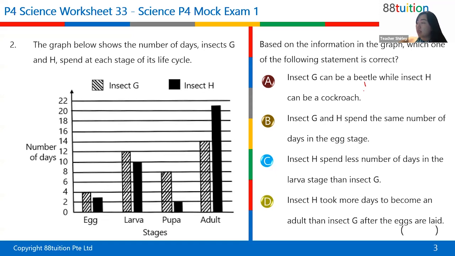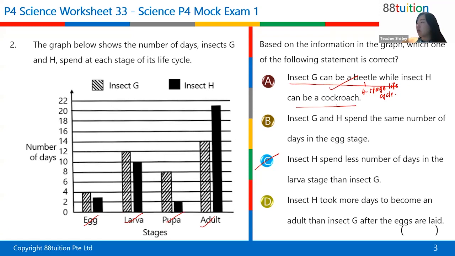Now, when we talk about a beetle, it suggests that it has a four-stage life cycle. Yes, Catherine. C. Answer is C. Okay, great. Thank you for your response. Now let's have a look at the options first, one by one, and then we decide whether C is correct. Insect G can be a beetle because it has a four-stage life cycle. If you notice, insect G has egg, larva, pupa, adult. So yes, this is possible.